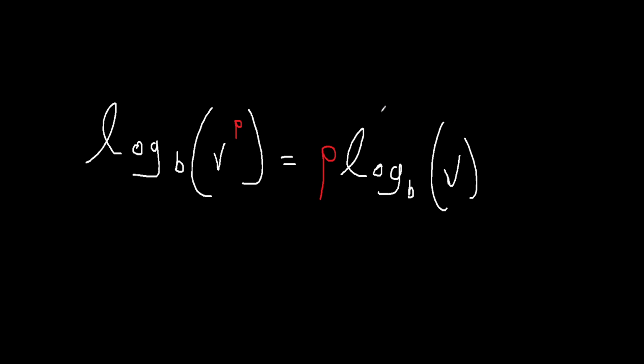And you can also do this vice versa. So if you have a power out in front, you can make it the power on the inside, and you can make the power go on the outside. It's a very neat little trick. You can do it both ways. This is the power rule of logarithms. Again, just to state it for posterity.